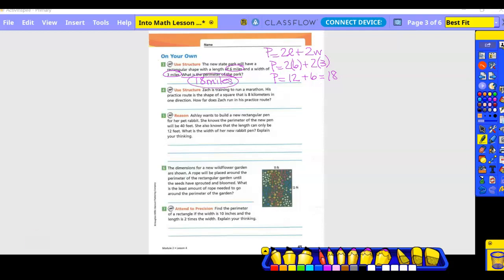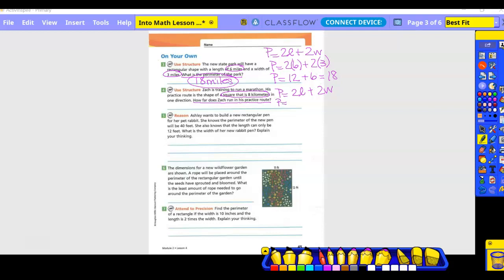Number 4, Zach is training to run a marathon. His practice route is the shape of a square that is 8 kilometers in one direction. How far does Zach run in his practice route? So it's a square that is 8 kilometers. So remember, what I write, you write. So should you be circling our information? And then we're looking for how far does Zach run in his practice route. So our formula is P equals 2 times L plus 2 times W.